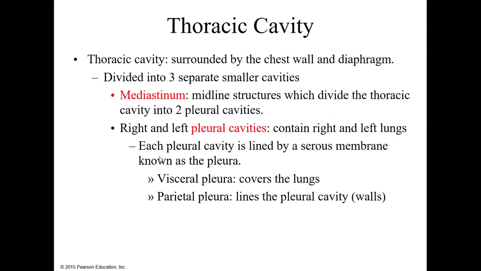So as we mentioned before, each cavity is lined by the serous membrane. The name of the serous membrane in the pleural cavity is known as the pleura. This is the serous membrane. It has the same name as the pleural cavity, so it's easy to remember. The pleura on the lung would be known as the visceral pleura, and the pleura that lines the cavity wall would be the parietal pleura. Right, so both are the same type of membrane, and both of them produce that thin, slippery fluid.